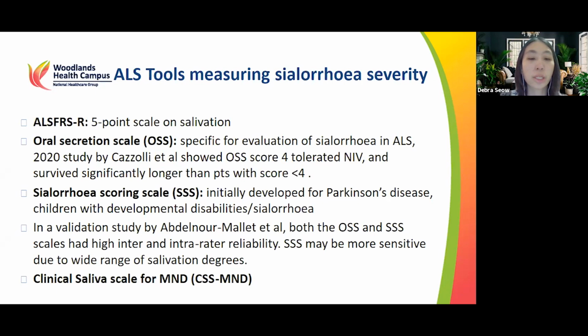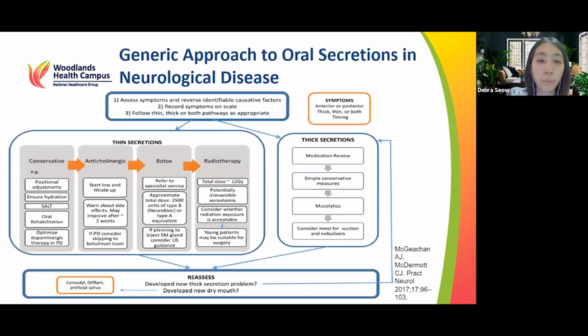The last one is the Clinical Saliva Scale, which is a patient-reported measure of salivary impact. It strongly correlates with a Likert scale measure of salivary severity. It's mainly useful for research because we find that the impact of salivation on a patient's life is a better outcome than its severity, as the two may not always correlate.